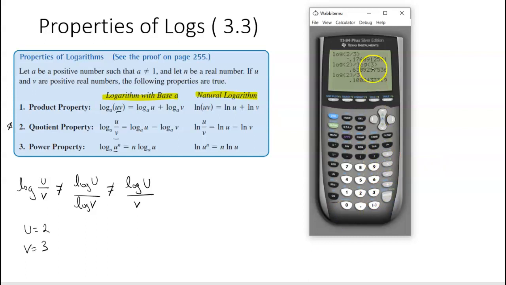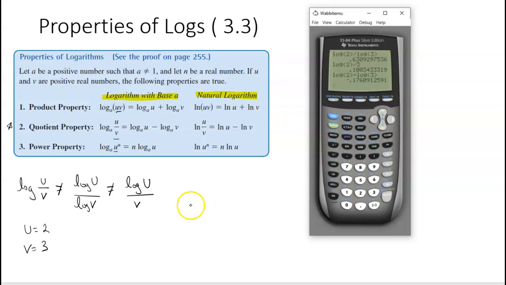So it really pays to pay attention to how we are writing out our answer, because these are three different ways to write out three different answers. Now if I actually use our quotient property and try log of 2 minus log of 3, we should get that same answer of negative 0.176. So let's see what happens. And again, notice that it's negative 0.176. So it gives us the same answer.